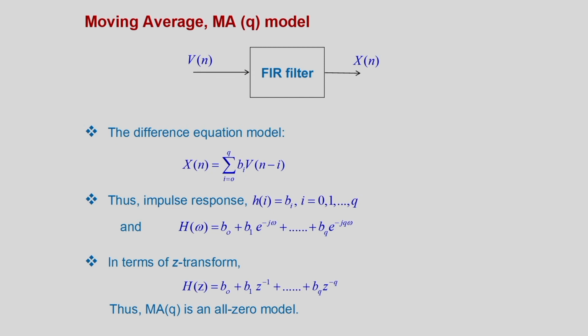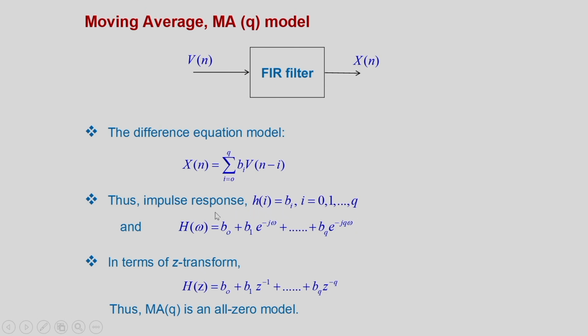So, we will discuss first the moving average of order q. As I have told earlier, this is an FIR filter model. So, the white noise is the input, and x[n], that is the WSS process, is the output. The difference equation will be x[n] is equal to summation b_i v[n minus i], i going from 0 to q. This is the MA(q) process. Thus, impulse response h_i is equal to b_i. How many impulse response terms are there? There are q plus 1, i equal to 0, 1 up to q.